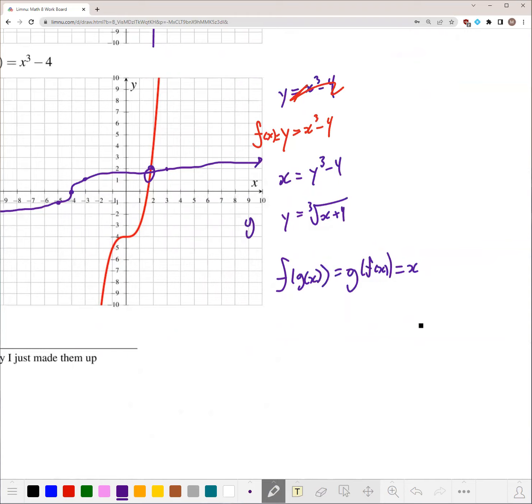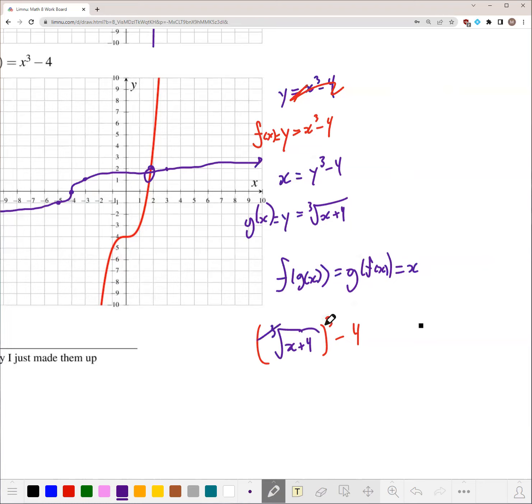Let's go ahead and do that. So let's start with f of g of x. So I'm going to have the cube root of x plus 4, and that is going to be cubed minus 4, because we're just replacing this x with g of x.